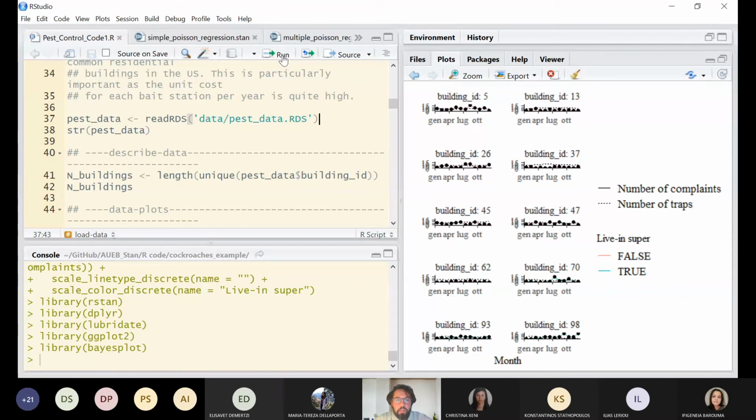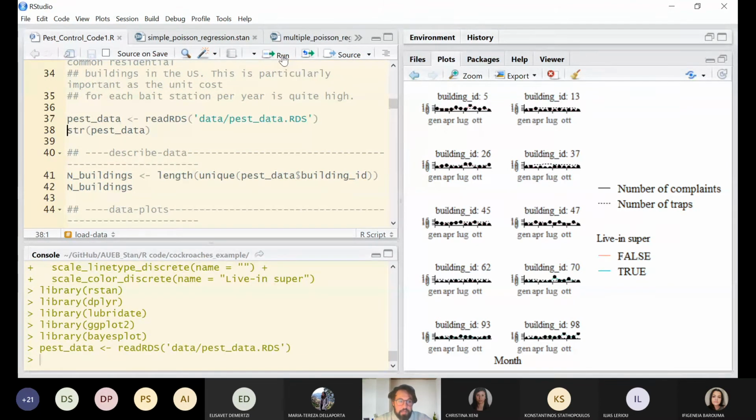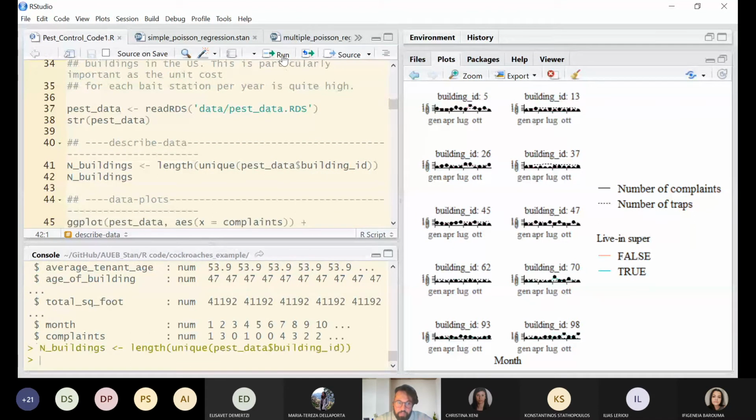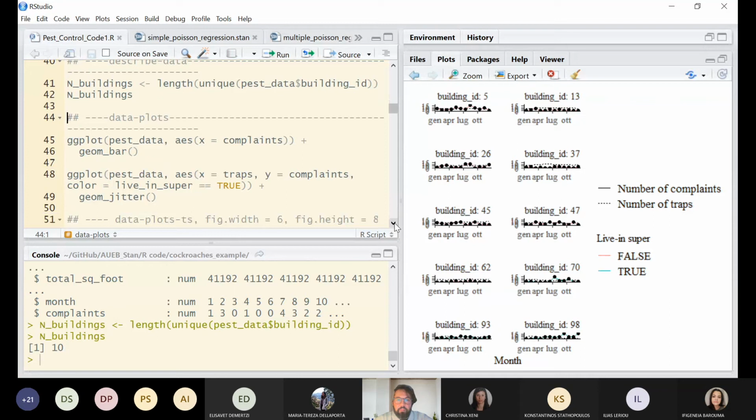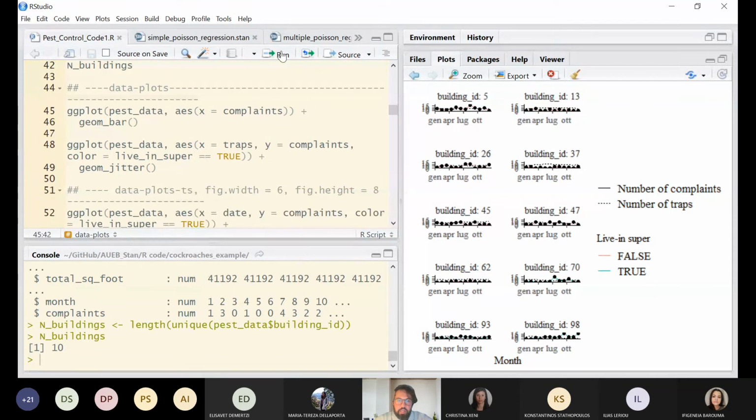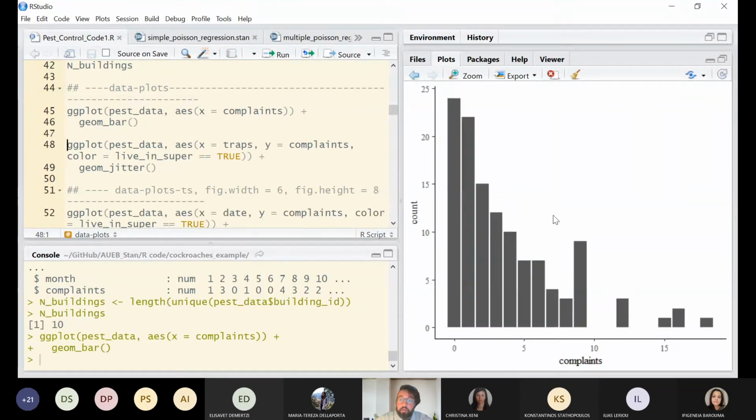We load the data. Pest data is my data. Number of buildings is the number of buildings, and this is 10. Then we can have some initial graphical plots. Basically, we can have the histogram for our data. And you should already have the idea that since we are working with discrete data, which are quite asymmetrical, maybe a good solution could be to use a Poisson distribution, a Poisson model, to model this kind of data.